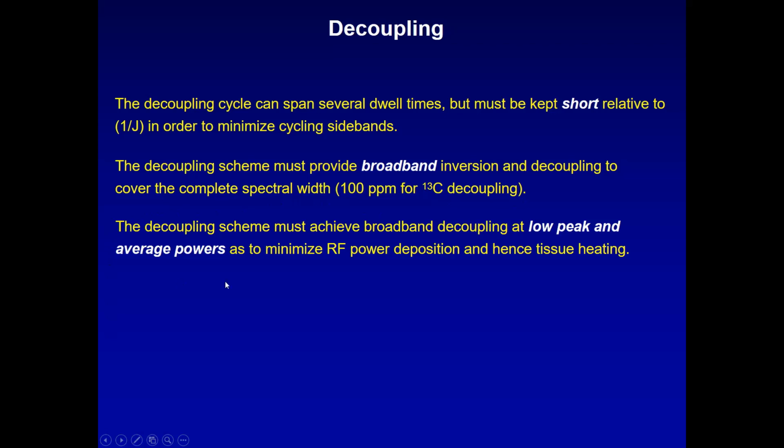And we have to keep low peak power and average power as a matter of safety. So continuous wave decoupling is not so good because it's very narrow band. We can't make it broad enough banded without increasing the power to unacceptable levels. Broadband decoupling has many different schemes, and they are designed to maintain low peak powers and average powers and still hit a good range of metabolites.